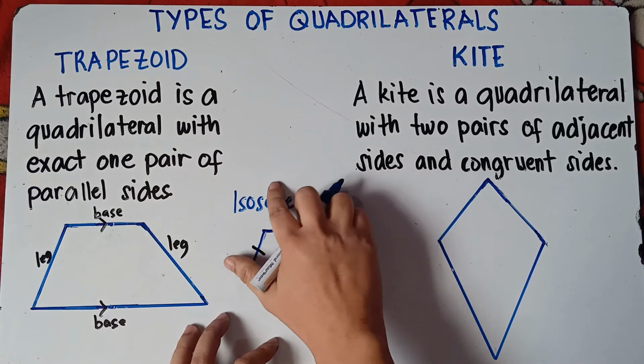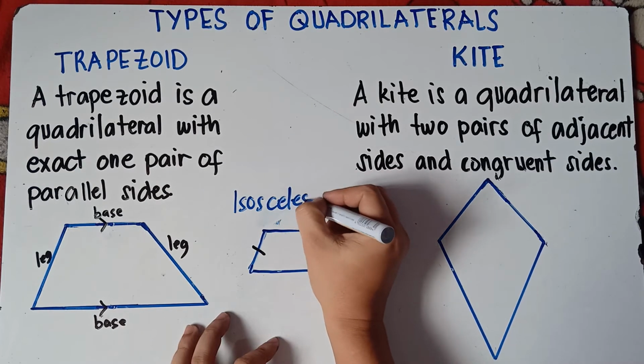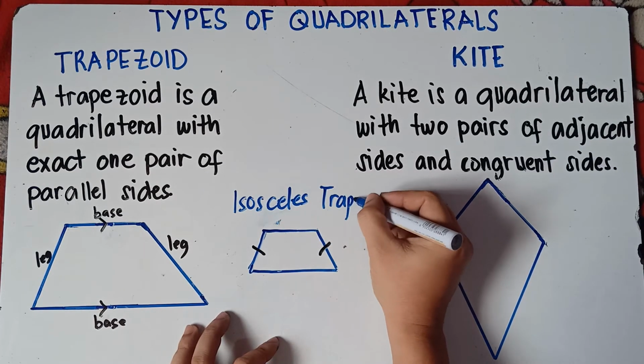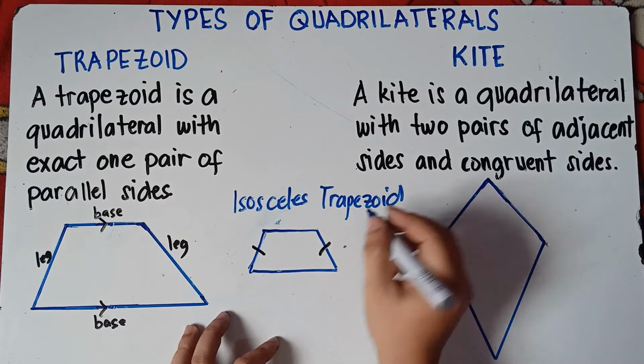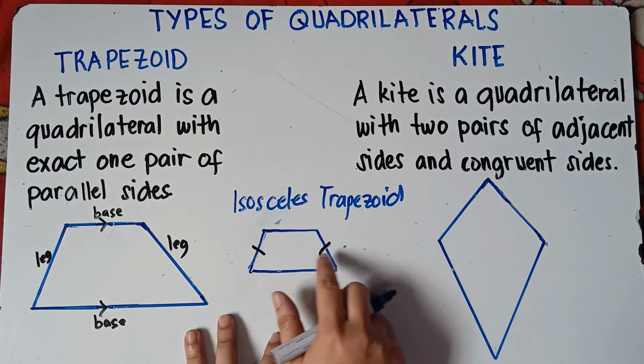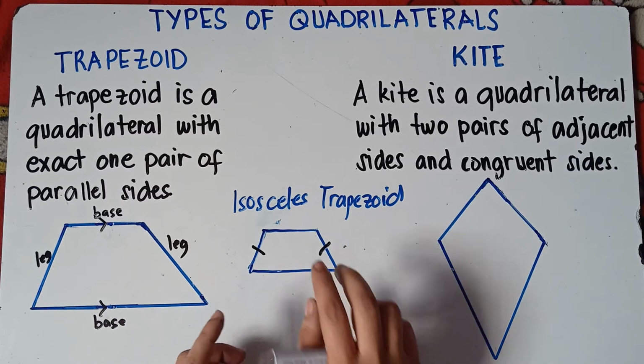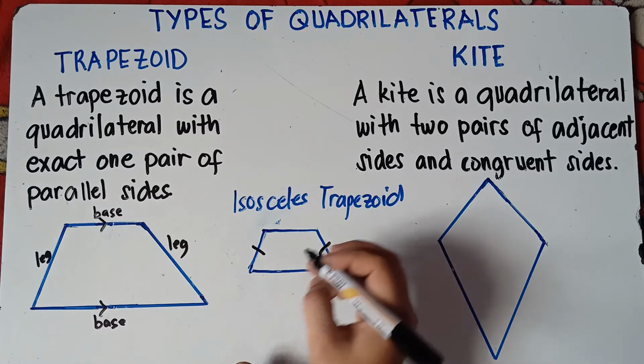Isosceles trapezoid. Just remember this one, class. Okay, isosceles trapezoid. If one leg is the same measure with another leg, same size and same measure, these are congruent, therefore we call that isosceles trapezoid. Once again, a trapezoid, one pair of parallel sides.